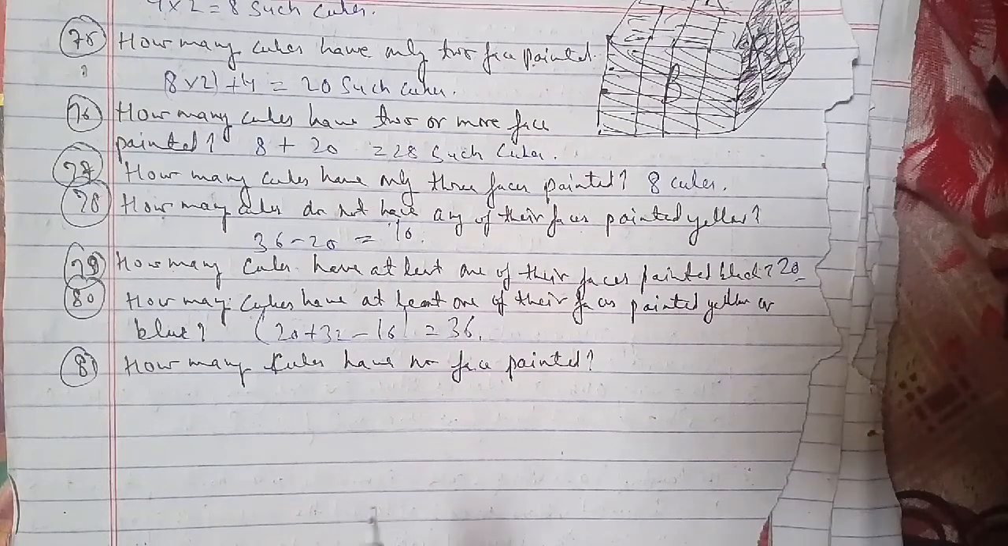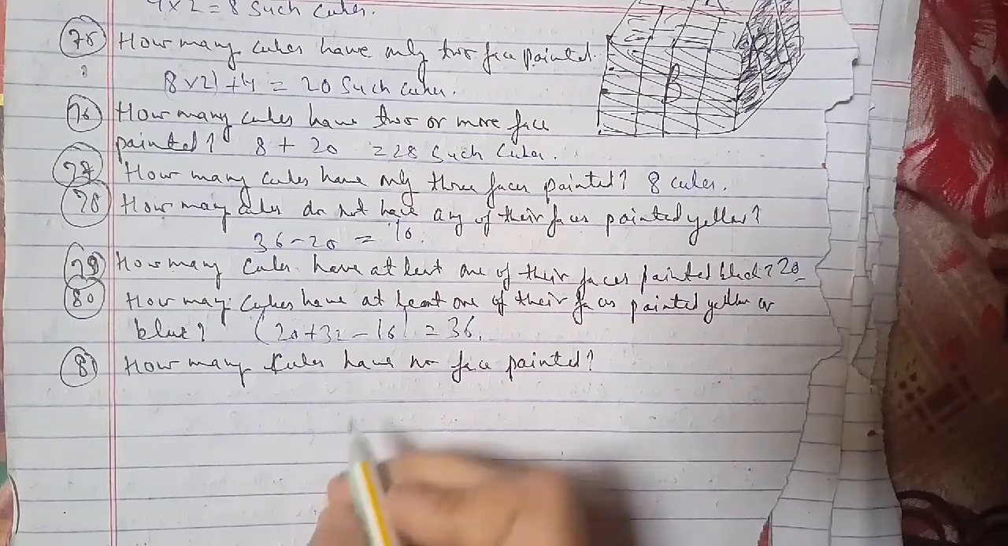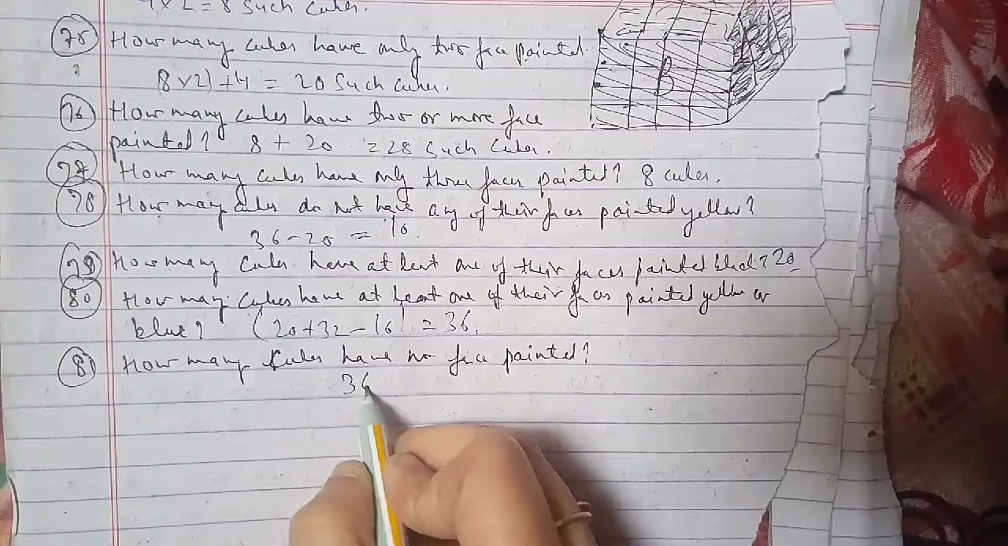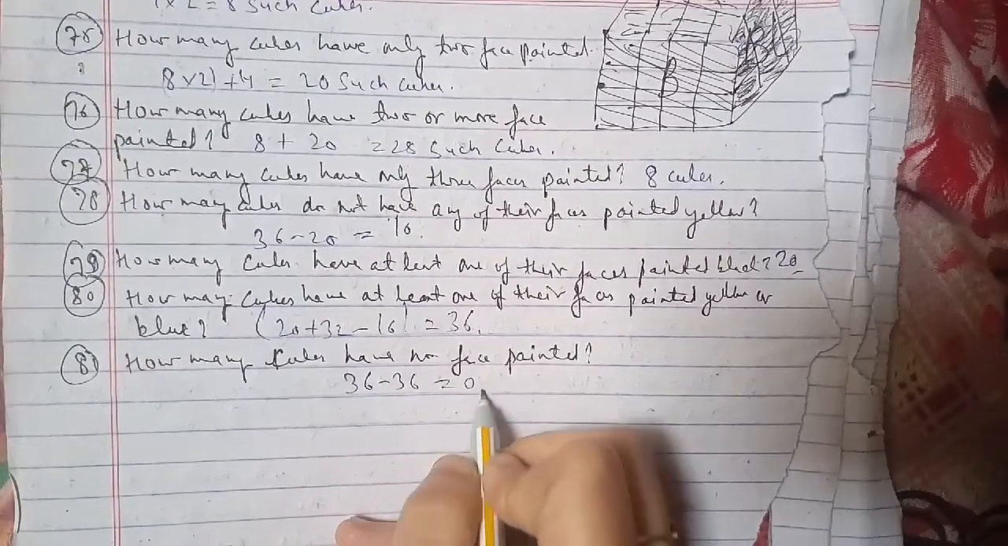The number of cubes having at least one of the faces painted is 16 cubes each along the surfaces painted blue and 4 larger cubes. Thus there are 16 into 2 plus 4, so that is 36 cubes having at least one of the faces painted, since there are 36 cubes in all. Therefore the number of cubes having no face painted is 36 minus 36 equals 0.